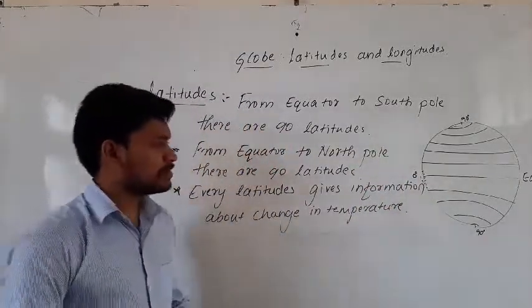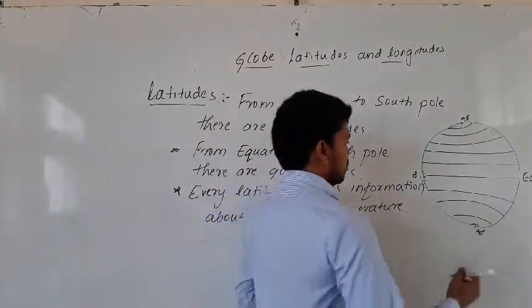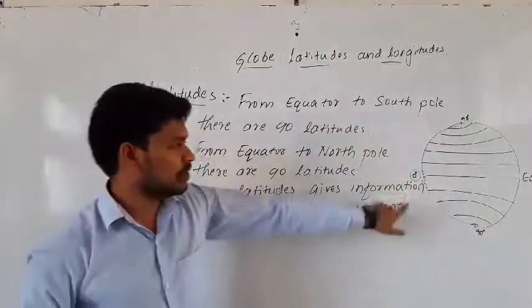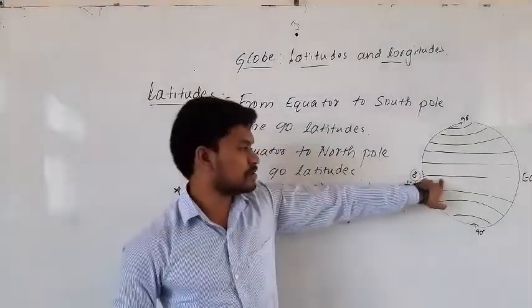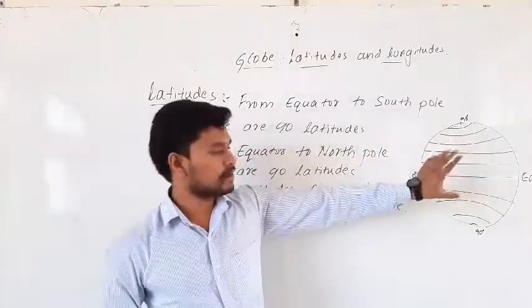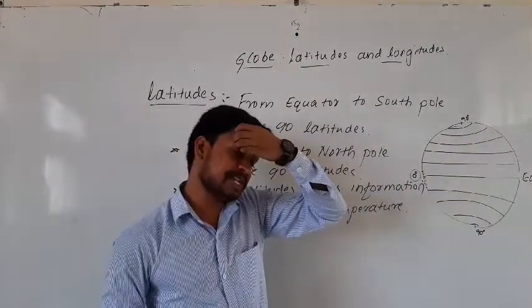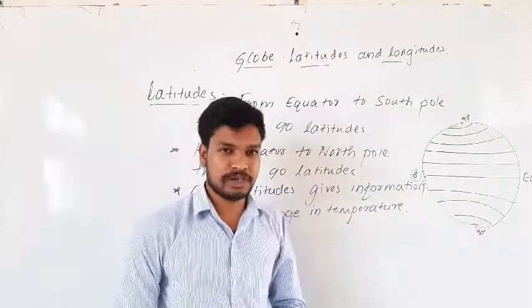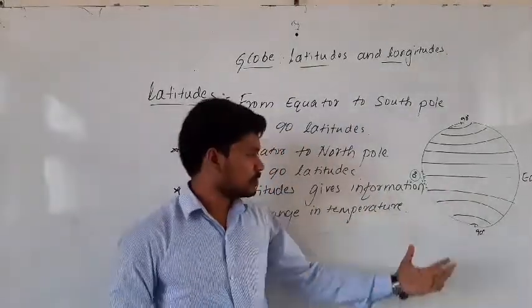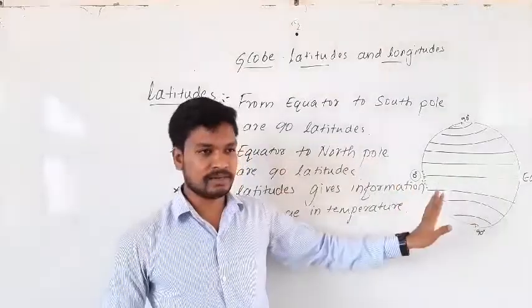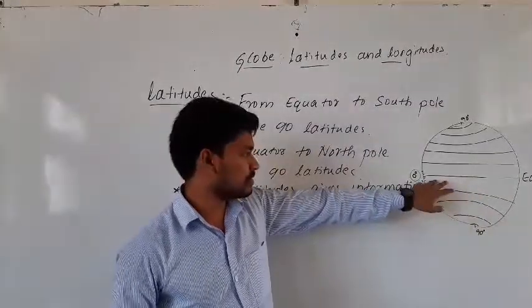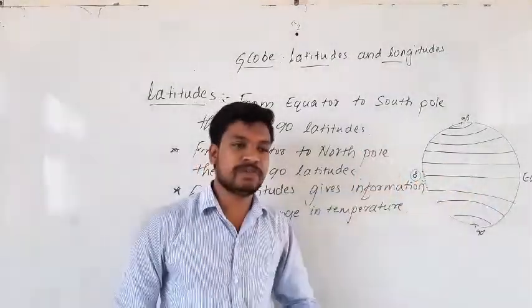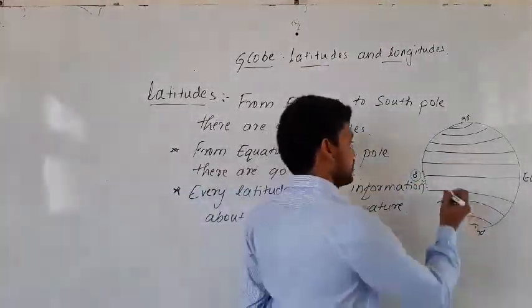Change in temperature. How? Here, the 0 degree latitude refers to very high temperature. That means this place receives very high temperature. Stop. Listen. Don't write now. I will give a time for writing all those things. Now the 0 degree latitude refers to very high temperature which prevails in this area.